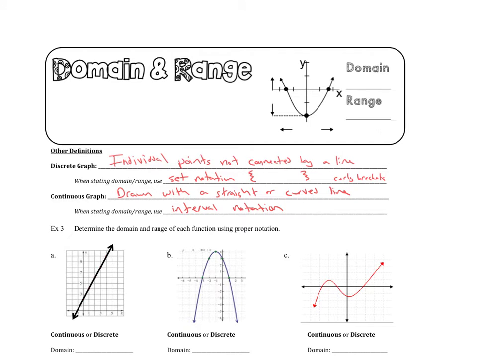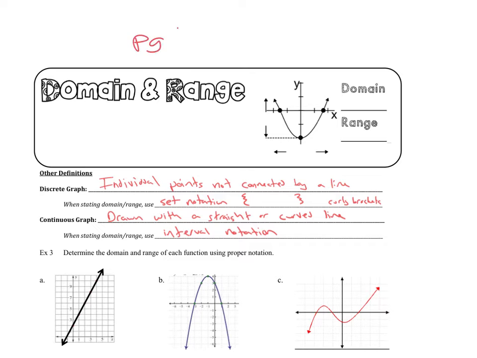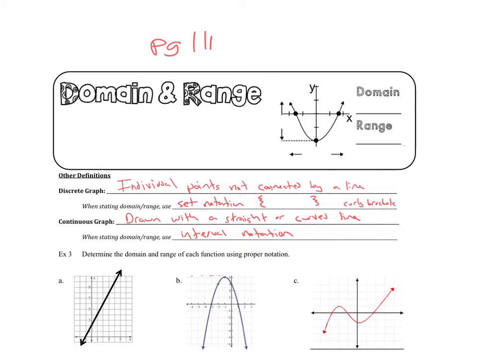Everyone. So for notes today, we're going to just do a couple quick things to fill in on page 111. You're on page 111. So we're going to talk about these things called domain and range. The domain is the set of all x values, or as we saw the other day, the inputs. And the range is the set of all y values, or the outputs.